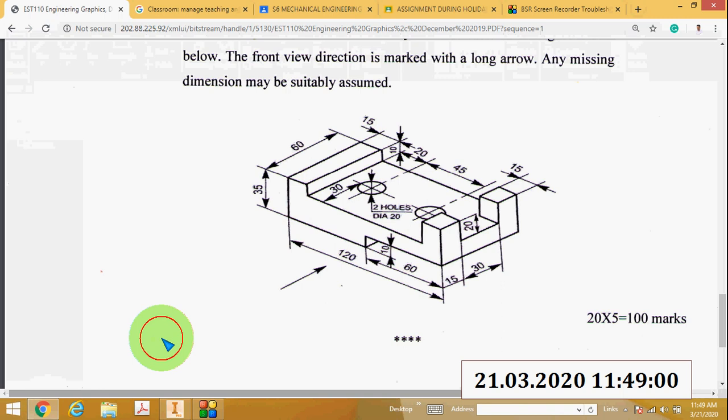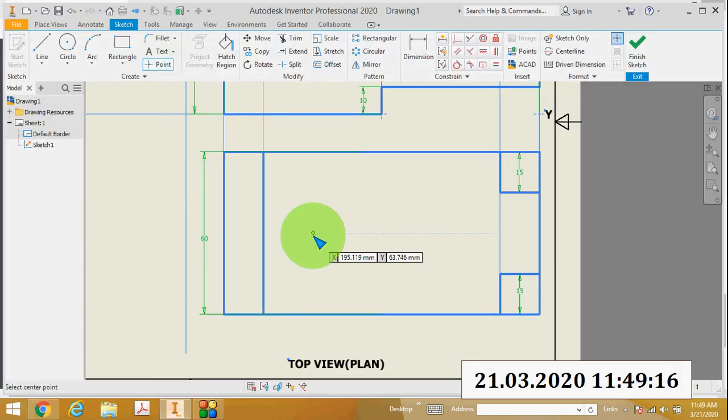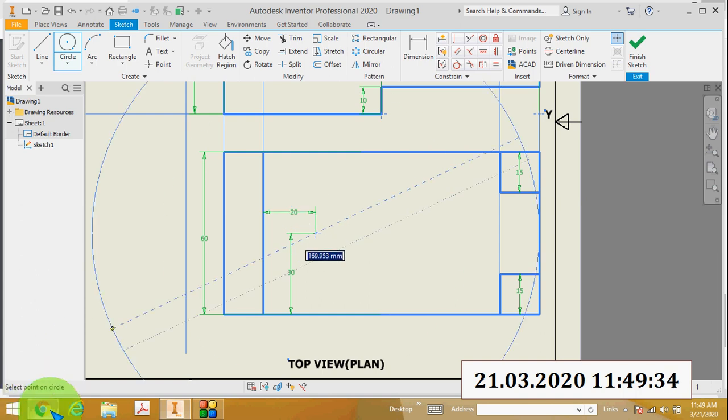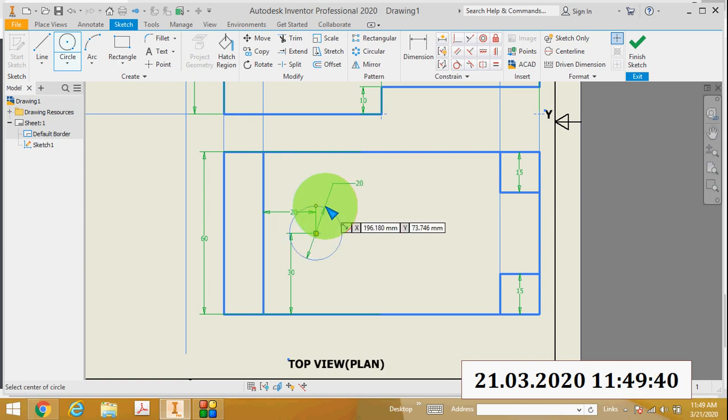Then you can see there are two circles on the top face. The center of the first circle is 20 mm from this side and 30 mm from this side. So I will mark a point here, and add dimension. This is the center of the circle, this is 20 millimeter and this is 30 millimeter. Then with that as center, draw a circle. The diameter of the circle is 20 millimeter.